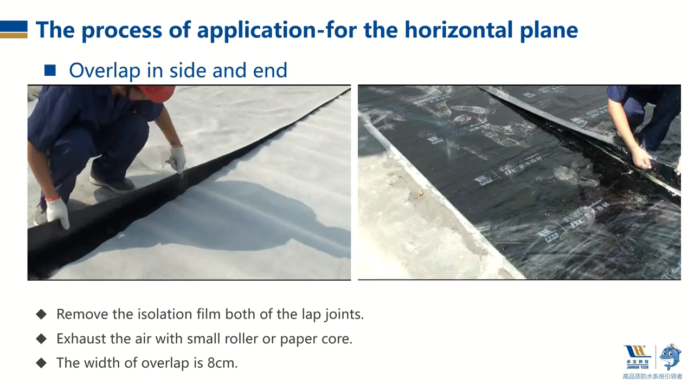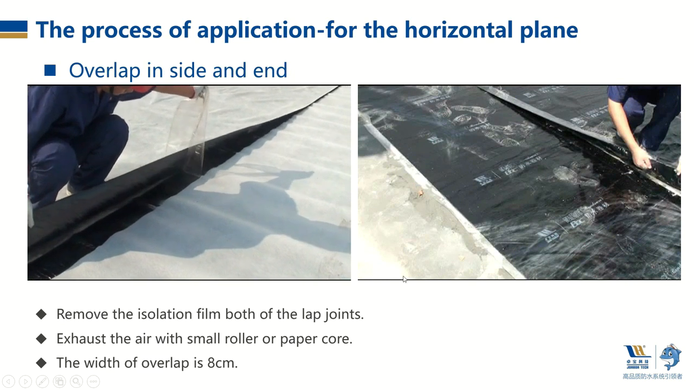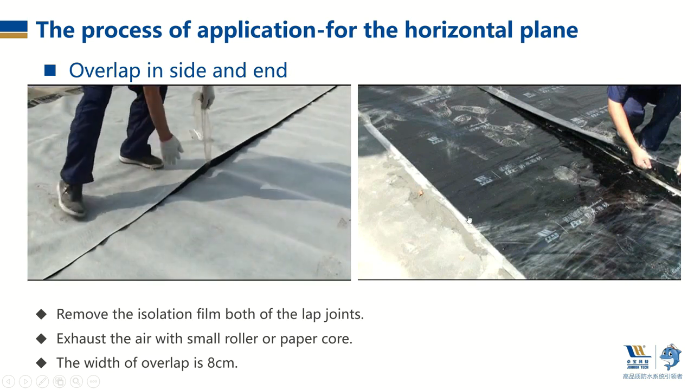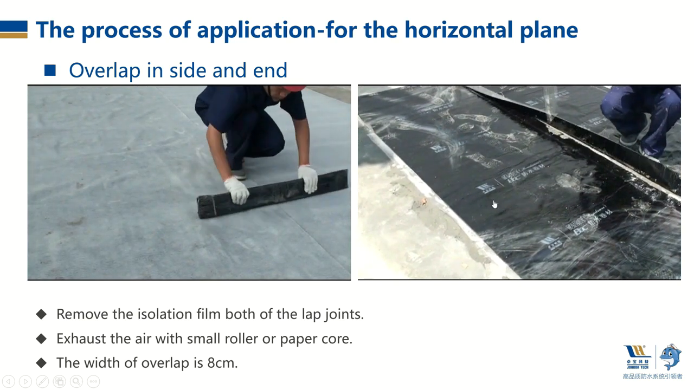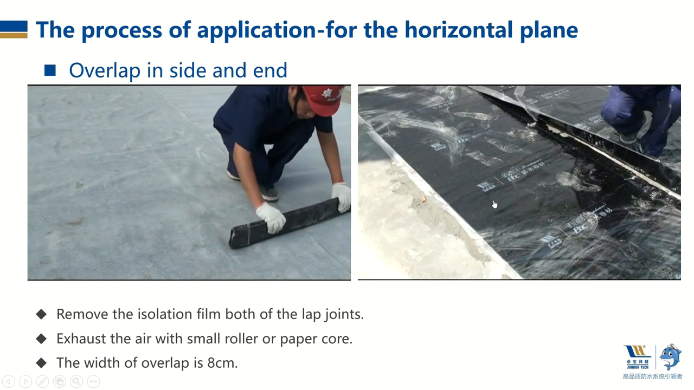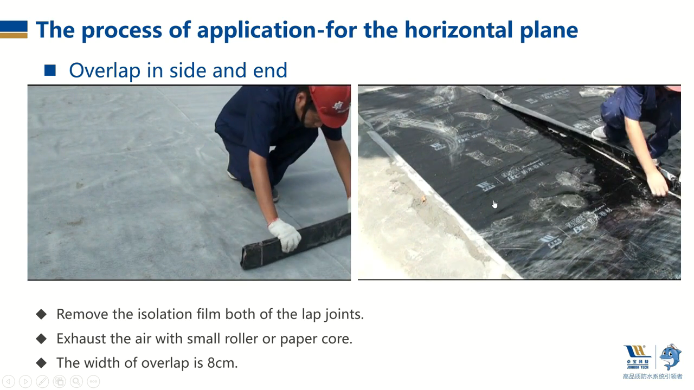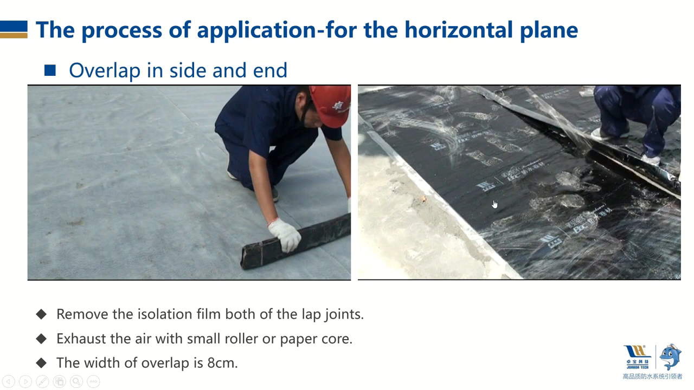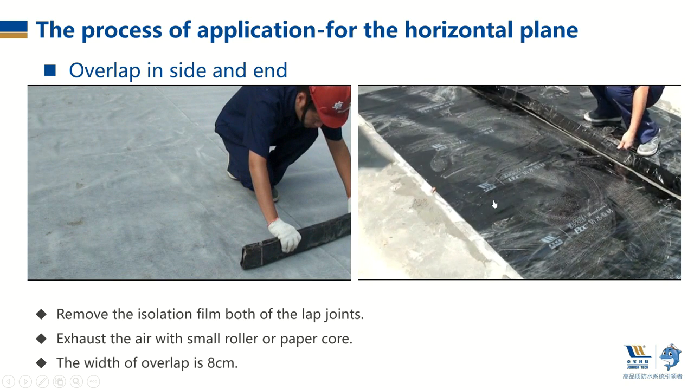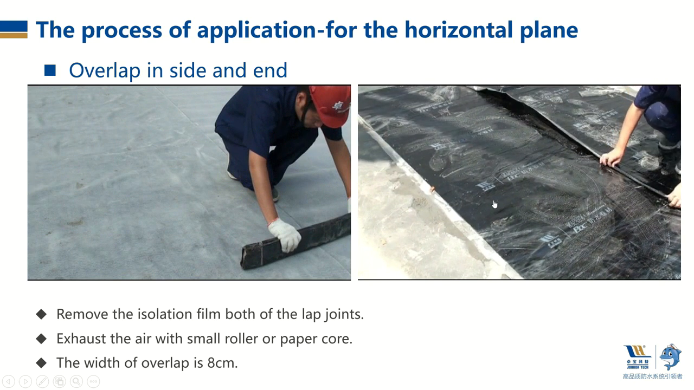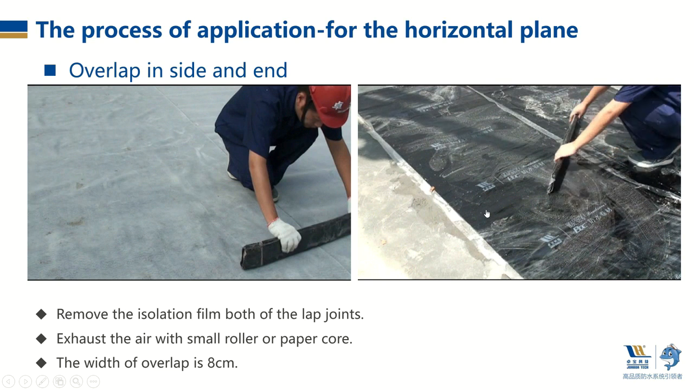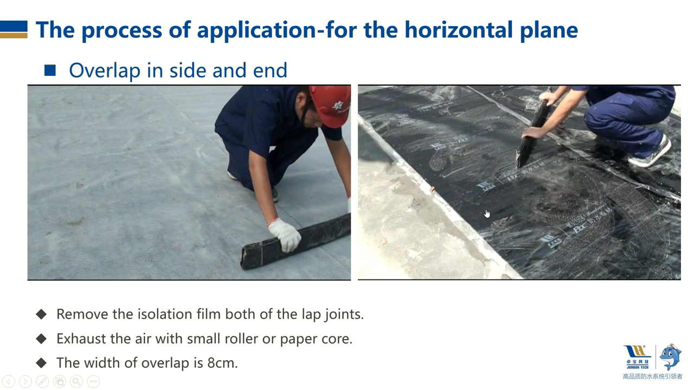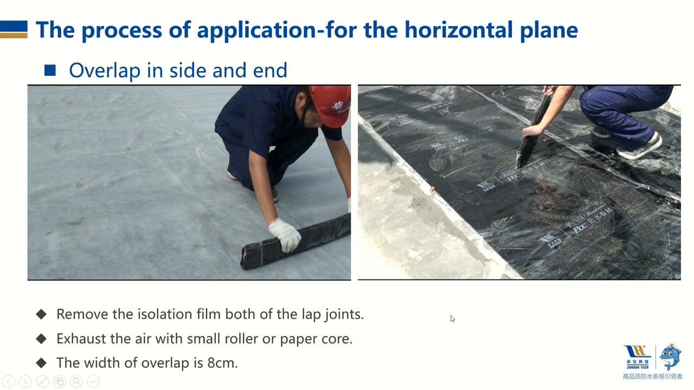Then the overlap. Remove the isolation film of both lap joints. Pay attention to the removing order. First, the lower isolation film of the upper membrane, then the upper isolation film of the lower membrane. Exhaust the air with a small roller or paper core. The width of the overlap is 8 cm.